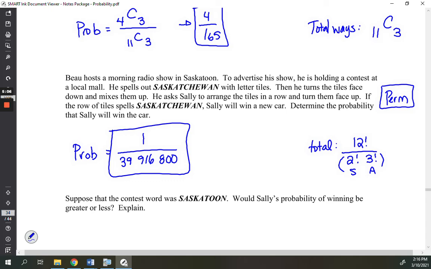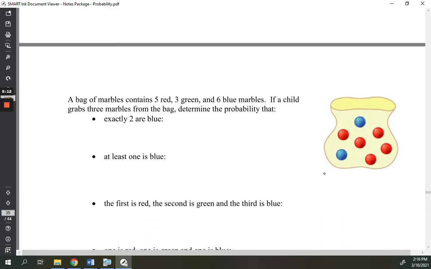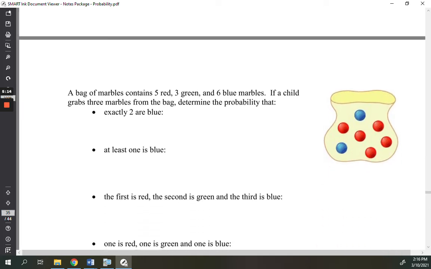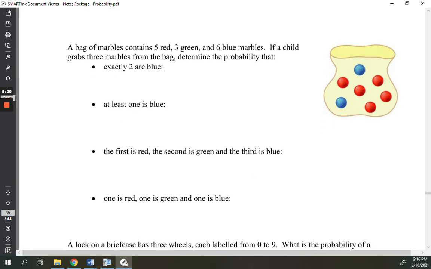The next question is very similar, so I'm going to skip that one. Let's go on to the next one where we look at some marble questions. You have to be kind of careful, again, thinking combination or permutation. So we have a bag of marbles. It contains 5 red, 3 green, and 6 blue marbles. So all in all, I have 14 total marbles in the bag.